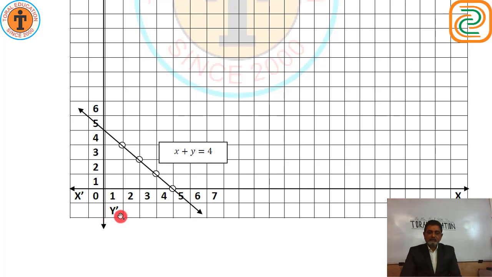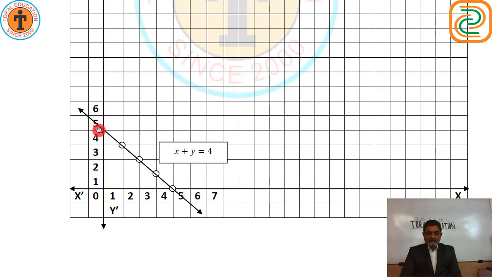So what were our points? When we take x as 1, then the y coordinate is 3. This is (1, 3). When we take x as 2, then y is also 2, so (2, 2). When we take x as 3, then y is 1. When we take x as 4, then y is 0. We have seen earlier that if y is 0, then the point is on the x-axis. Look at this point, this is (4, 0). So all the points are on the straight line.